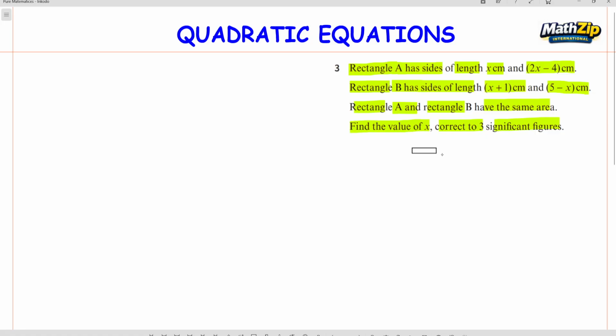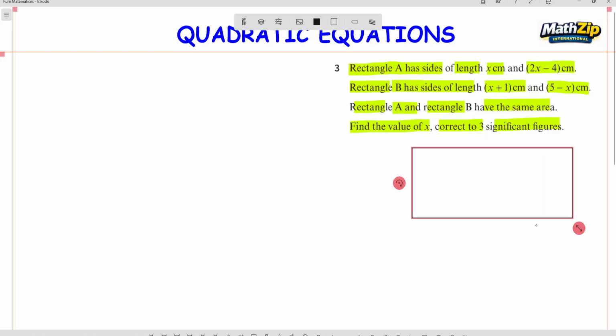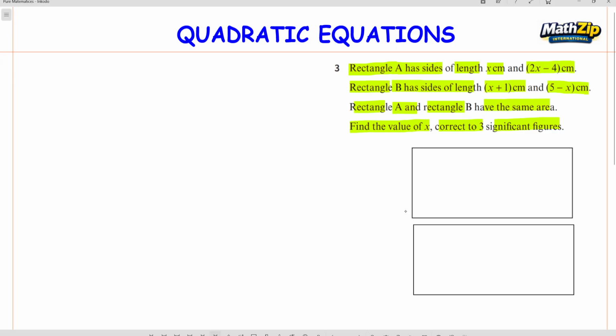Let's say this is a rectangle, and the same area another rectangle. Okay, so here it's A and it's B. Let's say this one is x centimeters, so this one also x centimeters, and this one is 2x minus 4 centimeters. Similarly, this one also 2x minus 4 centimeters. Why? Because we know rectangle opposite sides are equal.